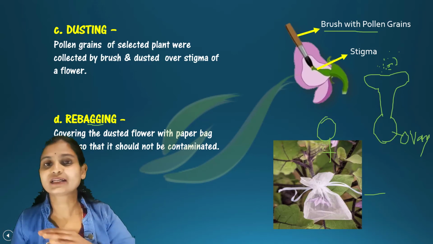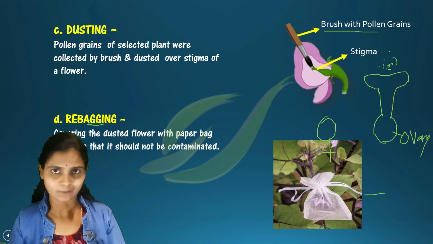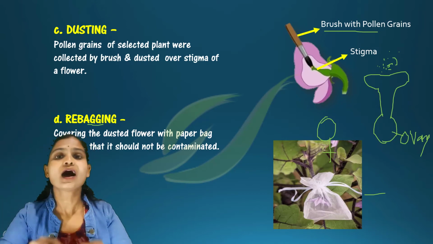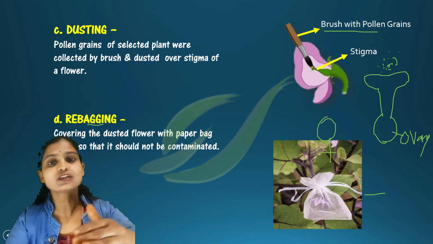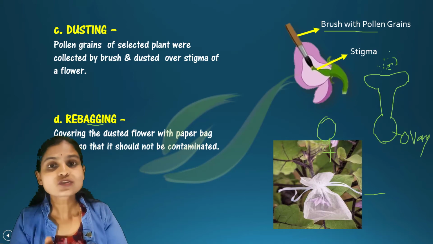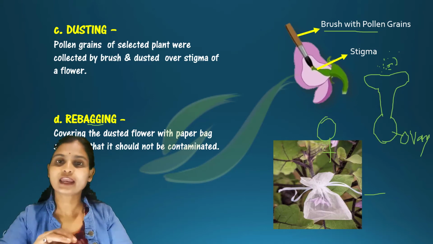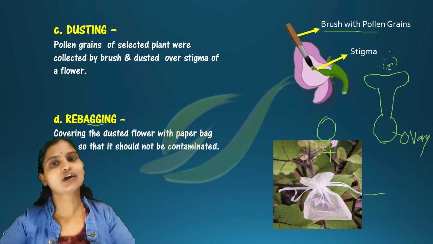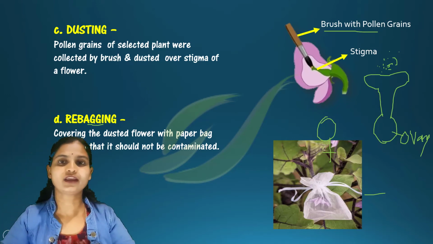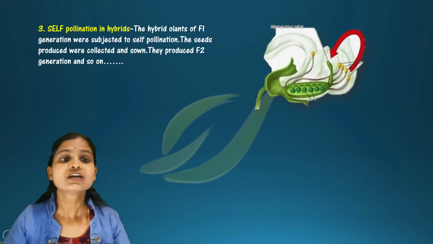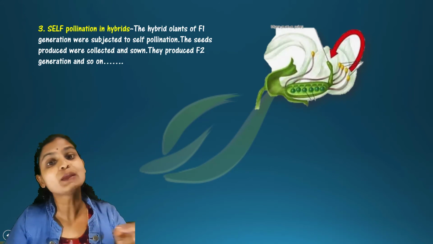Why? Because contamination should not occur. Whichever pollen grain Mendel has deposited, 100% that pollen grain only should fertilize the egg. Because of that, after depositing the pollen grain, they covered the flower again, hence it is called rebagging. After this, the next step is self-pollination in hybrids.